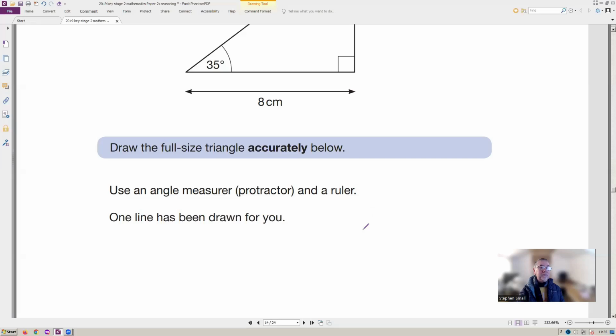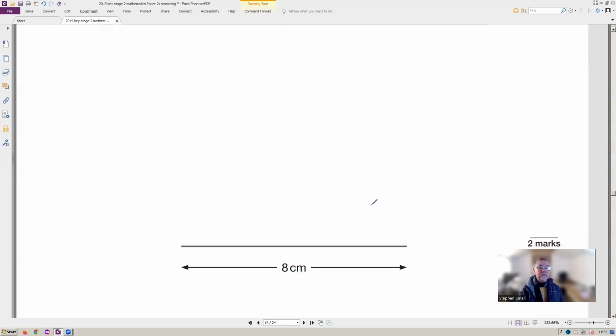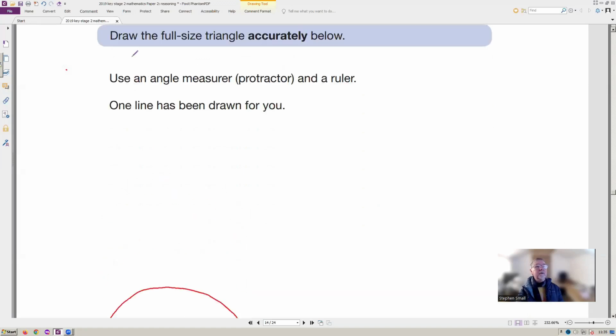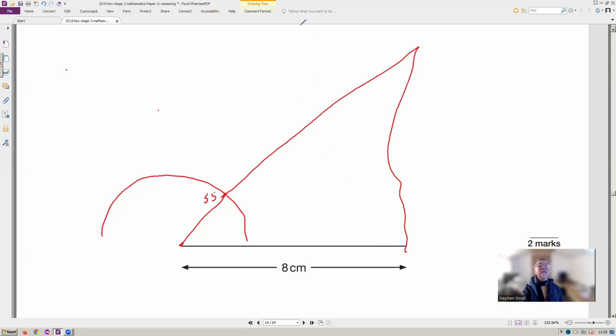Well, I'm on a computer, so I can't really do that. So you'd use an angle measure. Just to show you, imagine you have your protractor like this. There's your thing, and what's the angle? You measure your 35 up here, you look around where 35 is, and up you go like this, up through there like that, and then you draw your, oh dear. I'll leave it.